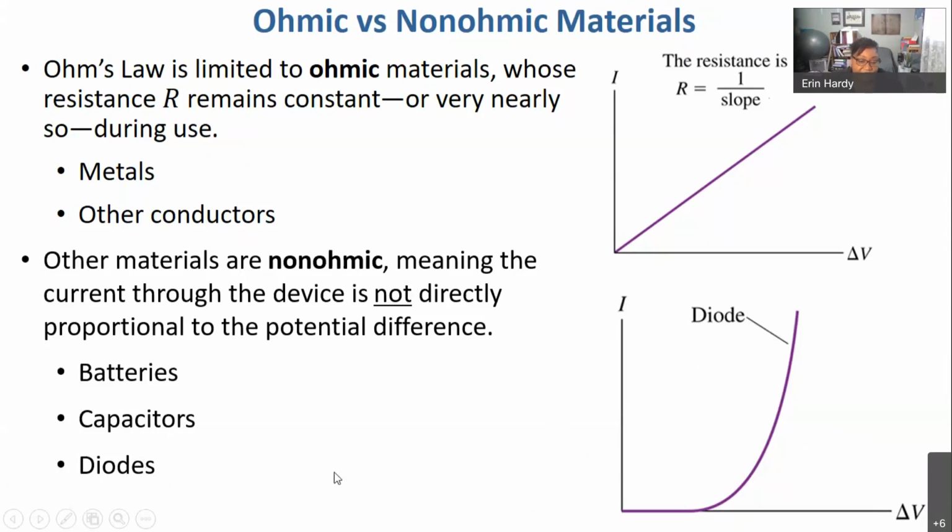But these are also materials that act as if their resistance values are different for small currents, which are the result of small delta V's, compared to what we see for large currents, which are the result of larger delta V's.